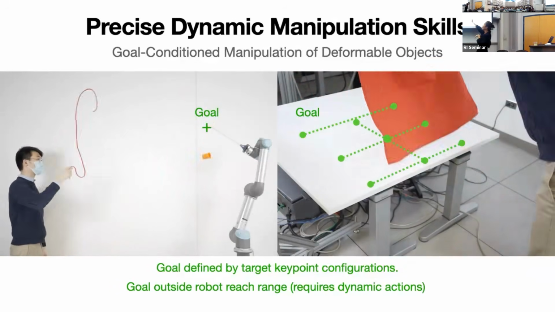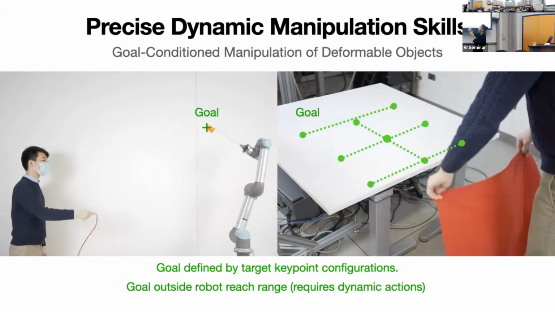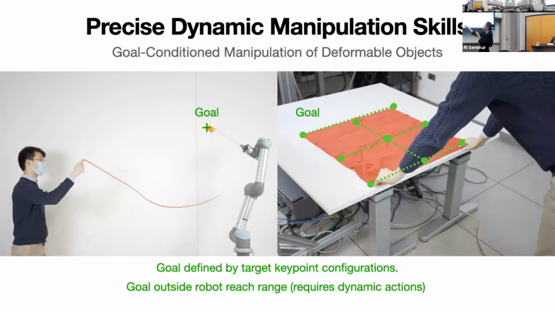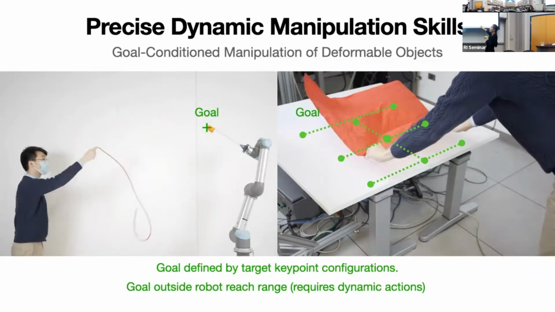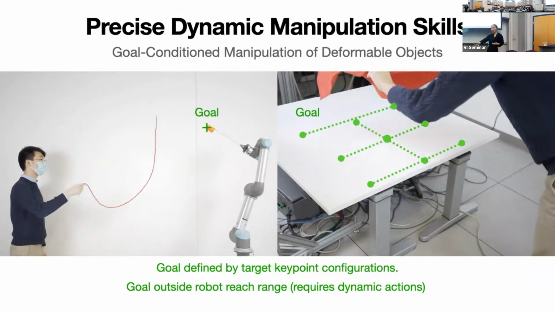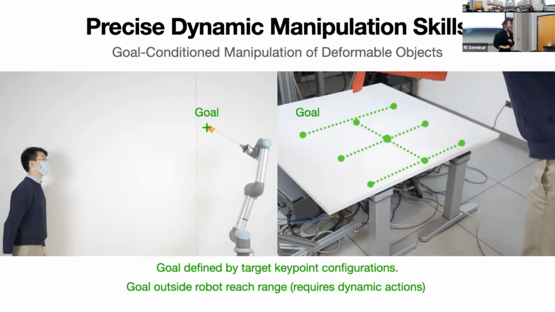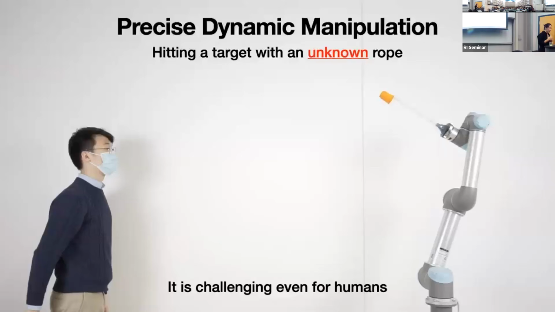For both tasks, the goal is defined by the target keypoint configuration or location, like the tip of the whip or the corner of the cloth. And because the goal is still outside the robot's reach range, it still requires the system to use dynamic actions. So that is the setup of the task.